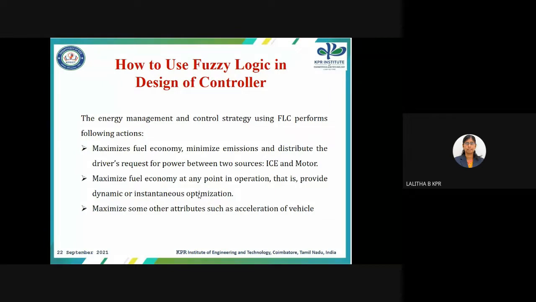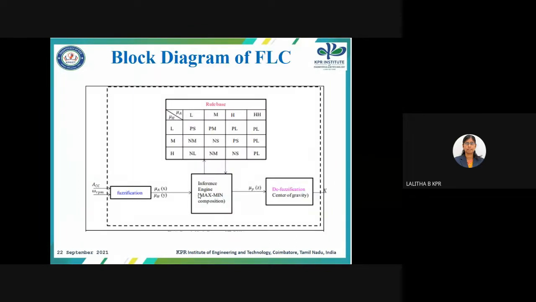The function of the fuzzy logic controller is to maximize the fuel economy, minimize the emissions, and distribute the driver's request for power between two sources, that means between the IC engine and the motor. The second function is to maximize the fuel economy at any point in operation, that is, to provide dynamic or instantaneous optimization. The third function of the FLC is to maximize other attributes such as acceleration of the vehicle. The next topic is the block diagram of the fuzzy logic controller.